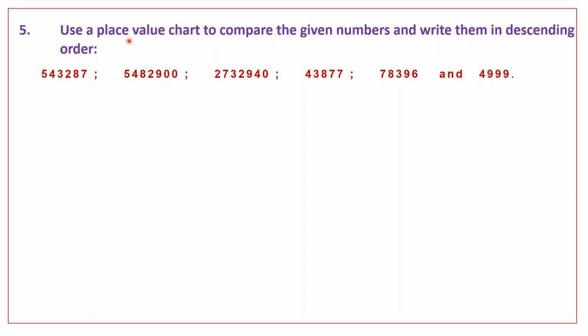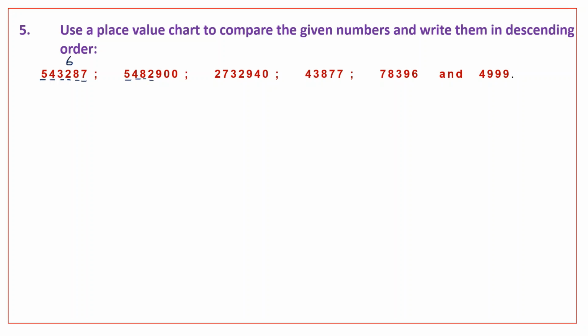So to draw a place value chart, we need to know how many columns we should have in that place value chart. So for that, we have to look for the biggest number among these. So let's count the number of digits of these numbers and see. So here we have 1, 2, 3, 4, 5, 6. We have 6 digits here.